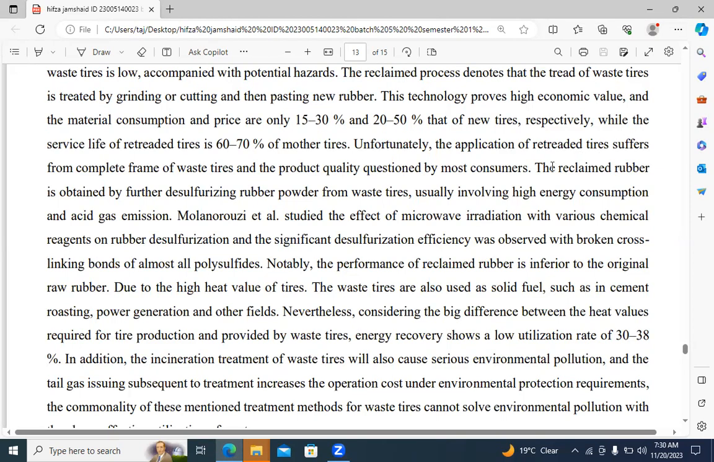It means if we waste the quality of the product, the consumer also has too many questions: a recycled tire has 50 to 30%, and a new tire has 20 to 50%. So how will I buy that one? That is recycled. So there are too many questions arising in the consumer's mind.